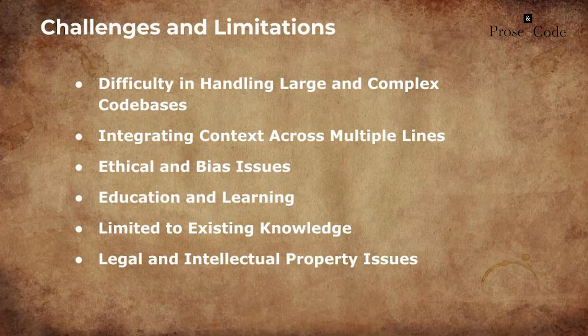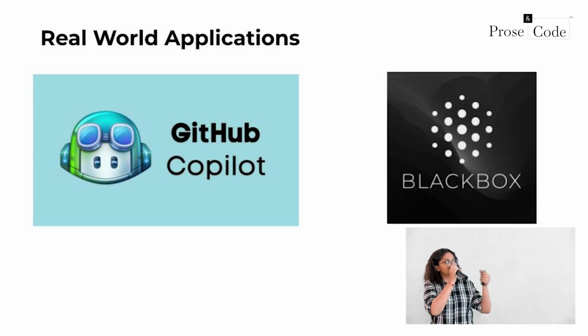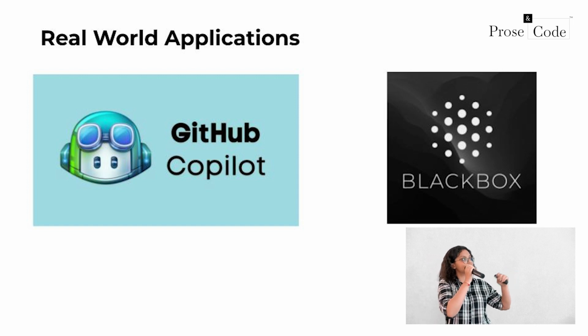Along with the advantages, there are a few challenges. This is basically the list of the challenges that it has. Mostly handling large or complex code. Sometimes the context gets out of the way. We don't get the accurate result because we don't provide the accurate context. There are implications on ethical and bias issues and some legal and intellectual property issues due to the lack of guidelines. But once guidelines are set for using proper AI materials, we will be overcoming this limitation soon.